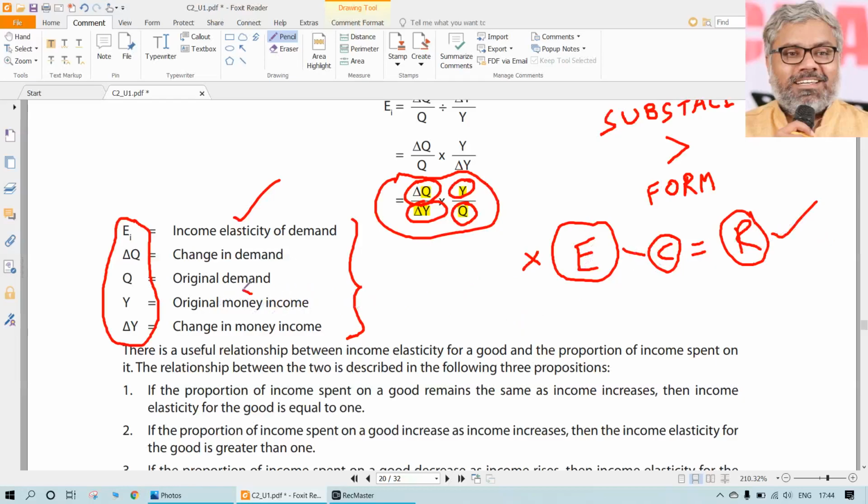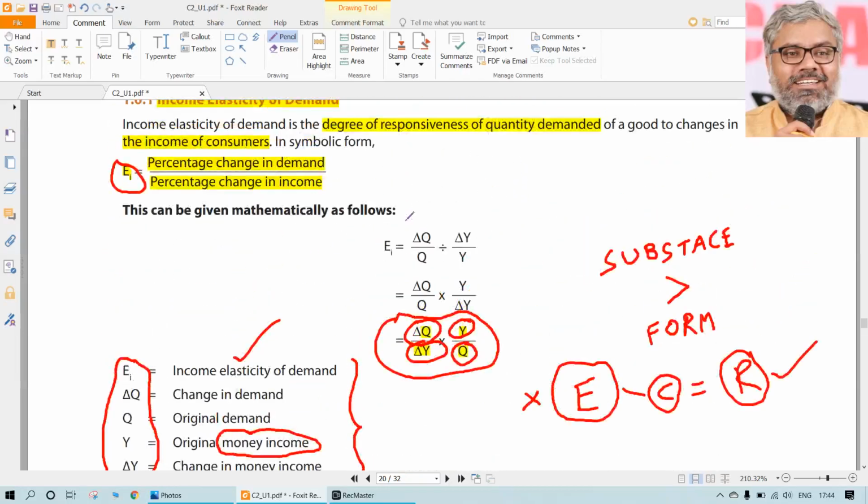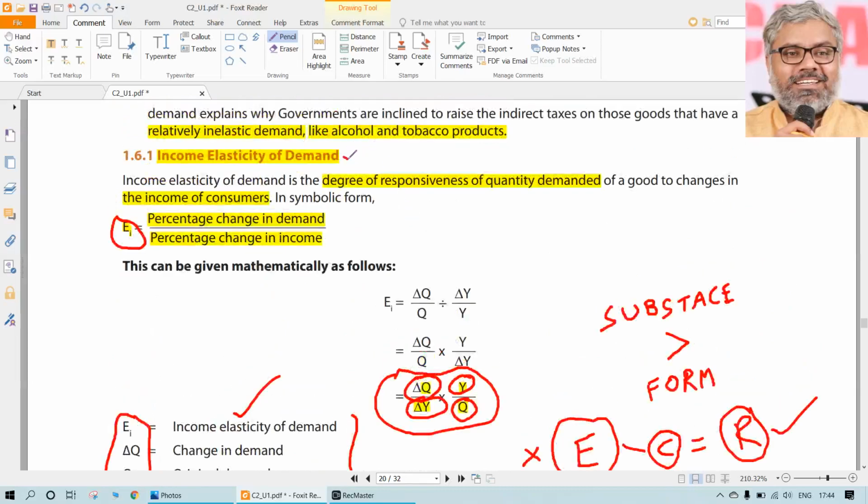And what is the way it is expressed? It is called money income. Earnings is something that is generally called income. Money income is nothing but receipts. That's it. That is about Y. What delta Y means is change in the money income. So once we have these four things, you can find out the income elasticity of demand.